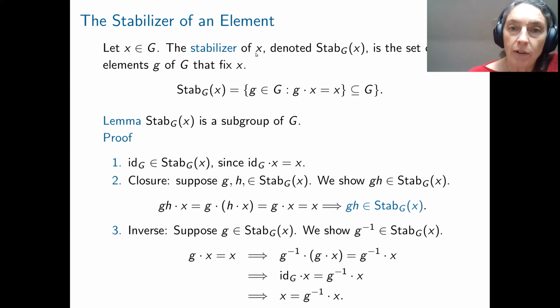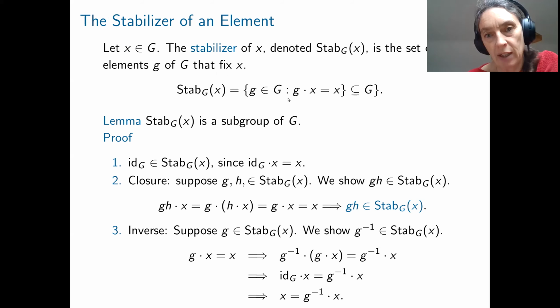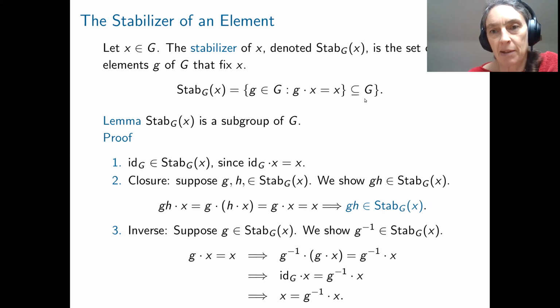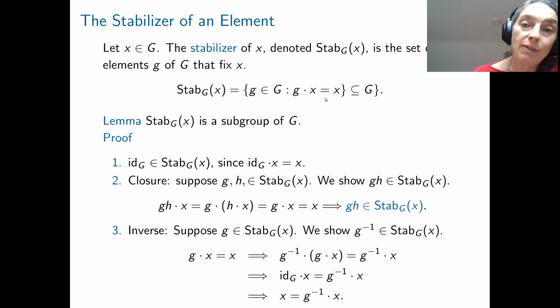The stabilizer of the element X, which is denoted by stab for stabilizer in the group G of the element X, is a set of those elements of G that leave the element X alone when you hit it with them. So the stabilizer of X is a set of elements of the group G with the property that when you hit X with that element, you just get X itself. It's a subset of G, of course, excuse me. That right curly bracket also is extraneous and shouldn't be there. Okay, so this is the subset of G consisting of those elements of the group that leave X alone.